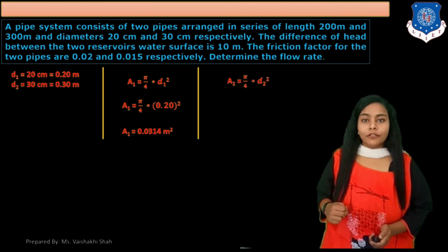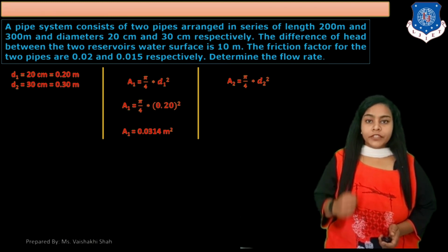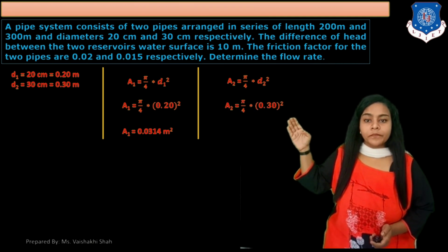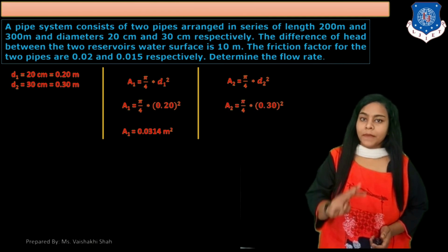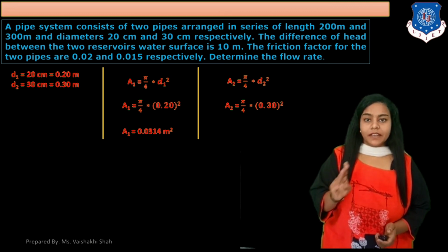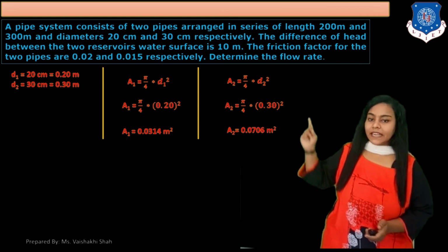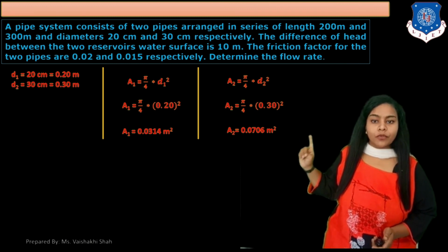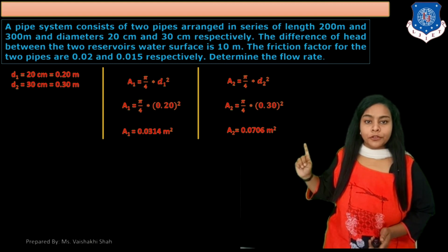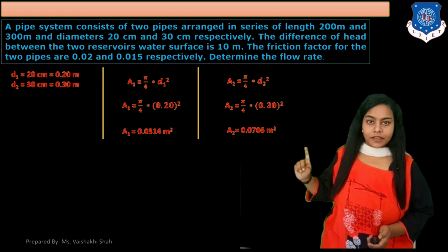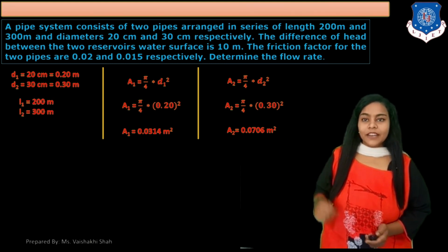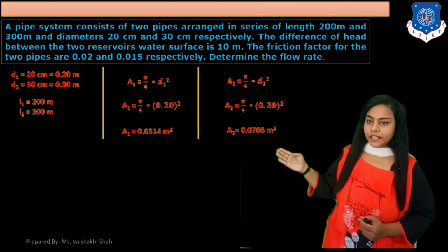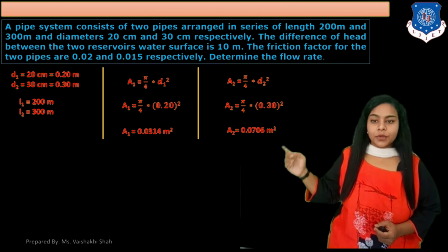Okay. Now here D2 is also given, the diameter of pipe 2. So you can also find out the area of pipe 2, which is A2 equals pi by 4 D2 square. Here D2 is 0.3 meter. Again we converted centimeter into meter. So you get A2 equals 0.0706 meter square. This is the value of A2. So you get A1 and A2 here. Now again in your example, the length of pipe is given: L1 which is 200 meter and L2 which is 300 meter.